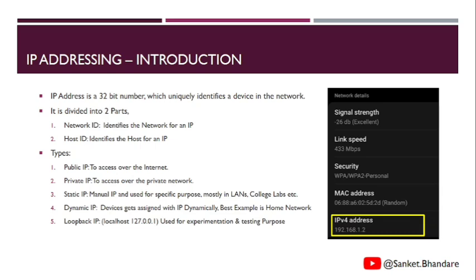An IP address is basically divided into two parts: network ID and host ID. Network ID is used to identify the network for an IP. In this particular example, my IP address is 192.168.1.2, and this is a class C IP address, and the network ID for this particular IP address is 192.168.1.0/24. This is the subnet mask for my network, and this is the network address.